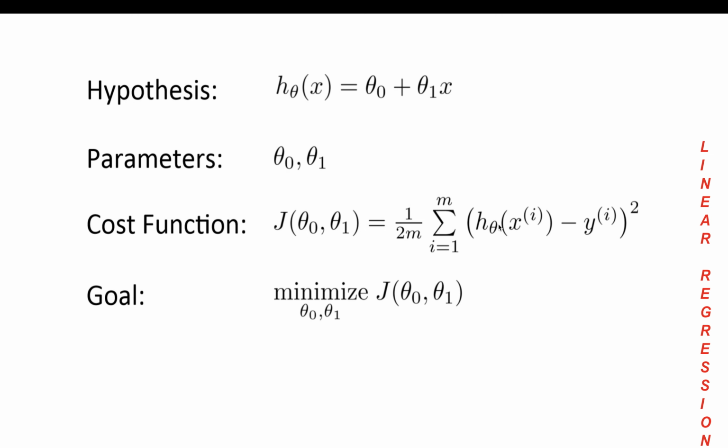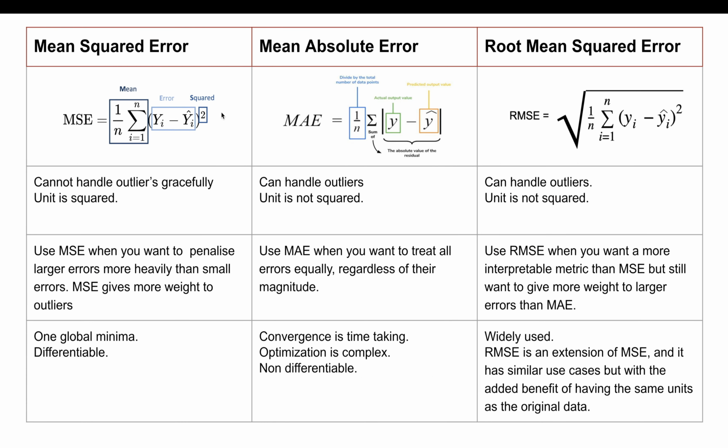h theta x of i is nothing but the y hat, so you can write it in any of these ways. Now, if you see this 2 over here, it is a square, and you are dividing it by 1 by n. So this is nothing but the mean squared error, and you are trying to reduce it.